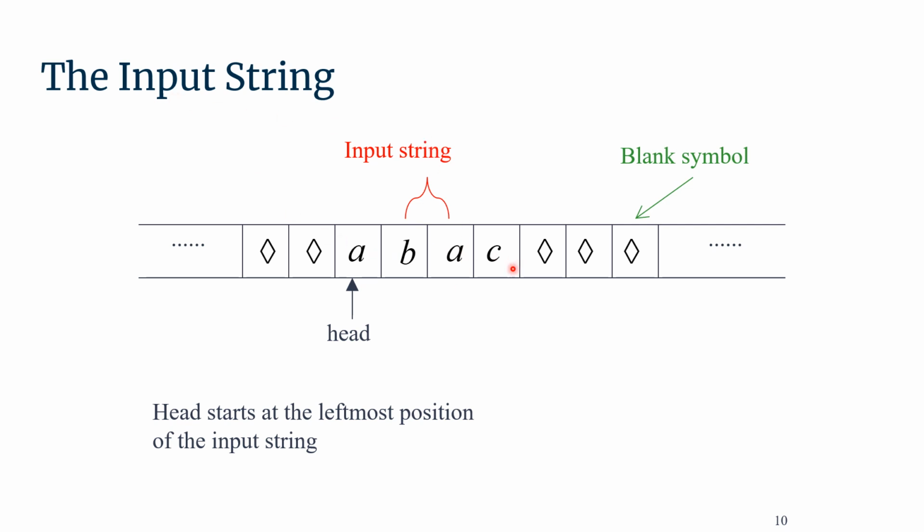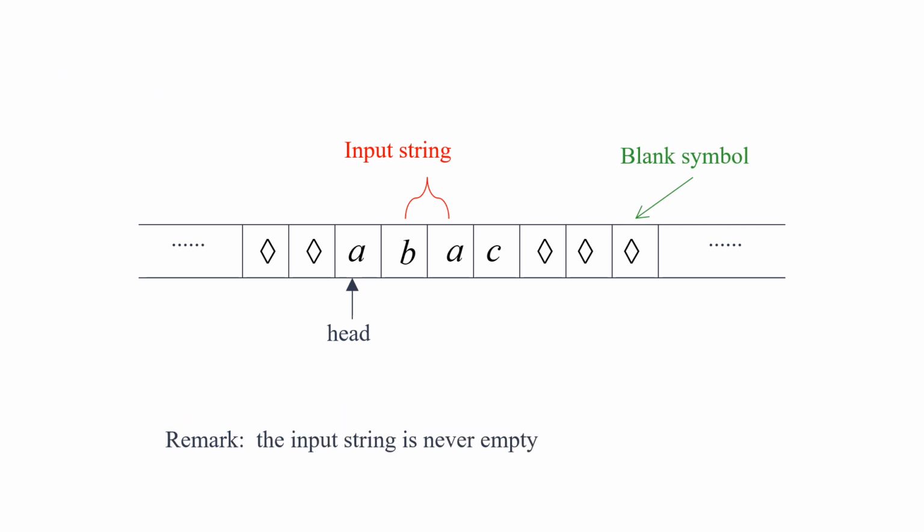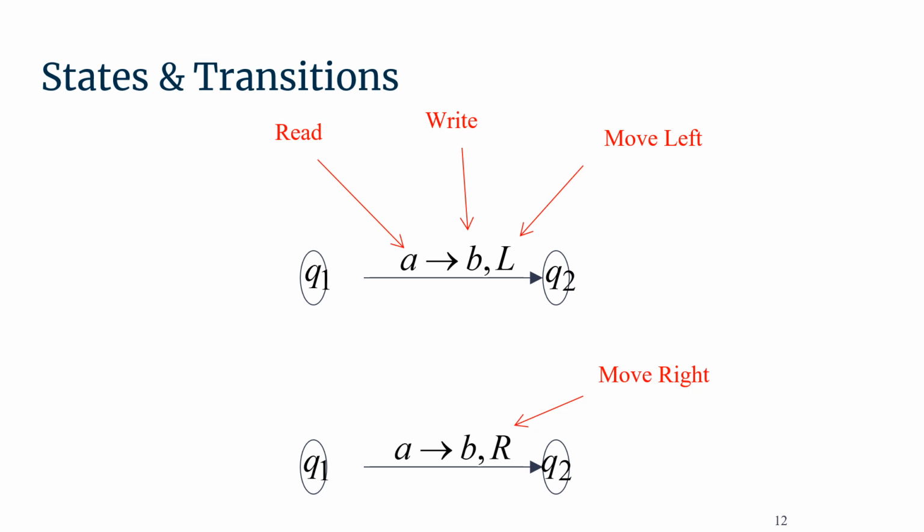Suppose this is a new string. This is the input string A B A, and these diamond-shaped symbols show the blank. The read-write head starts from the leftmost position, and then it decides whether to go left or right. The input string is never empty.